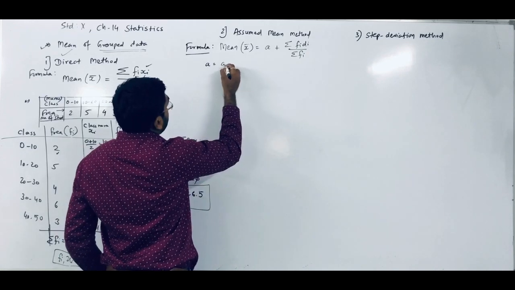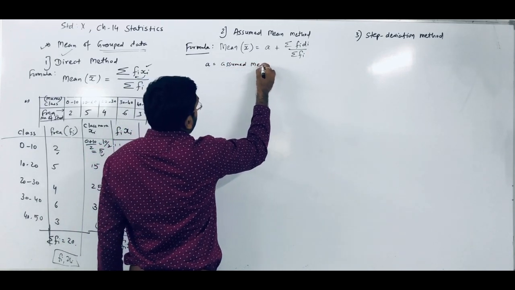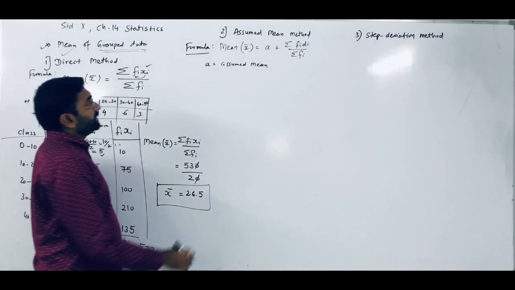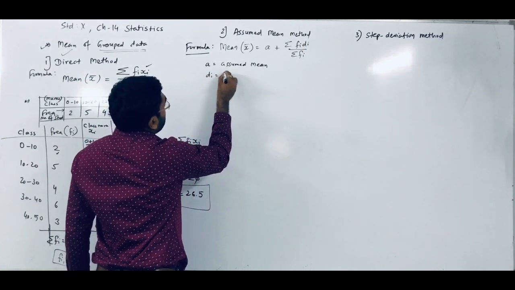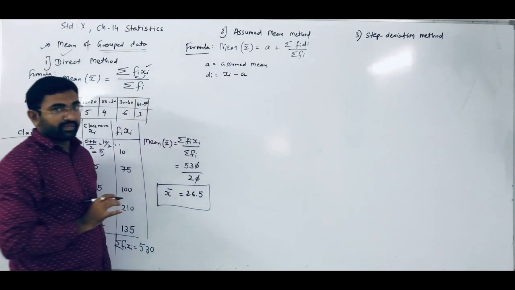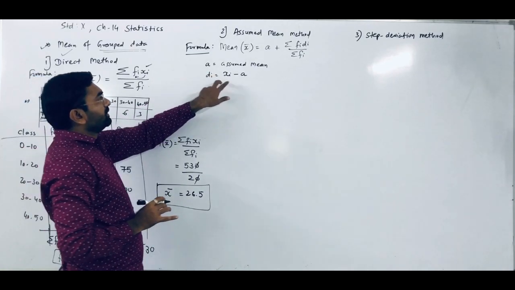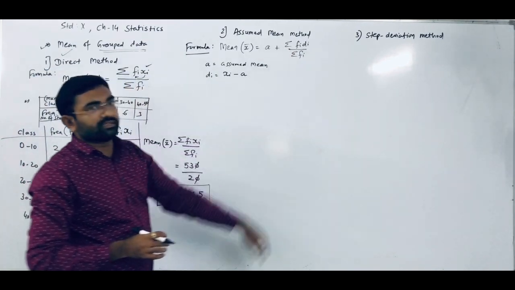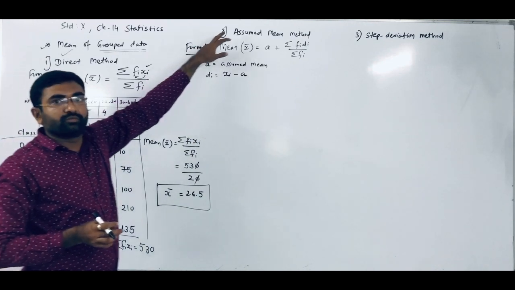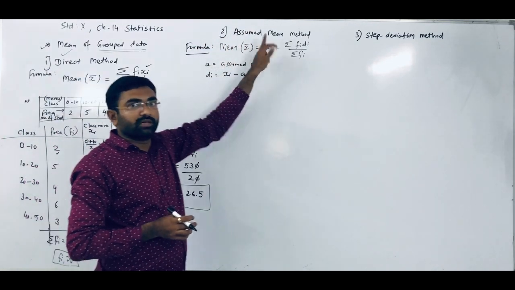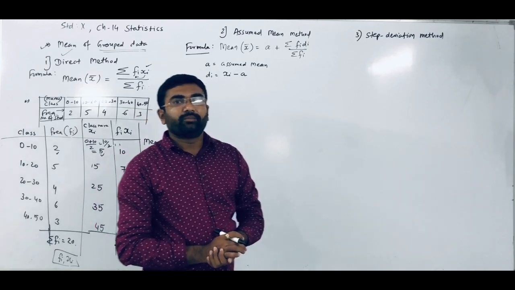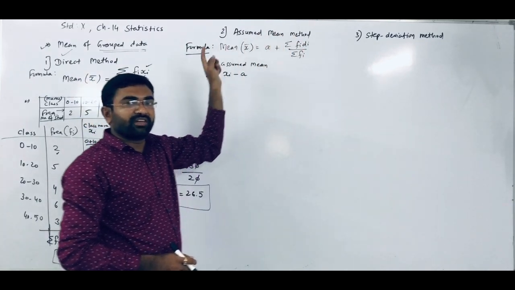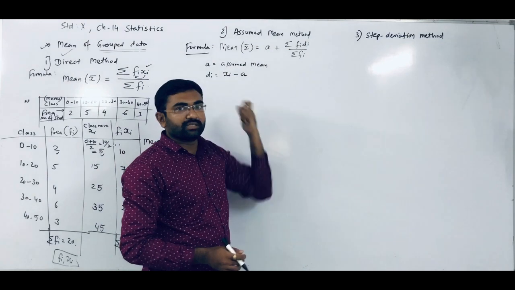A represents the assumed mean, which you get from the xi column, or you can say from the class mark column. Another thing is your di value. Di represents the difference between xi and a, and fi, as we all know, is the frequency, right? So that equation you have to remember for the assumed mean method: mean is equal to a plus sigma fi di upon sigma fi, where a is the assumed mean, di is the difference between xi and a, and fi is the frequency.